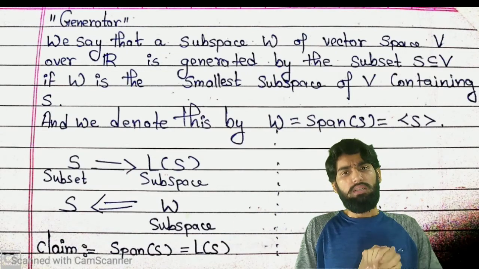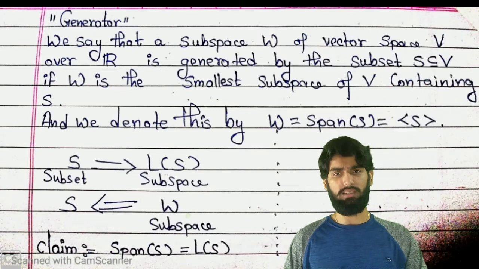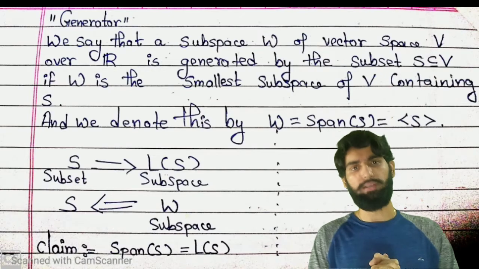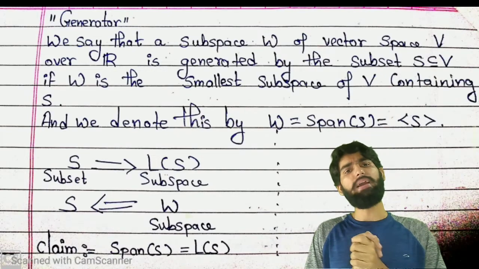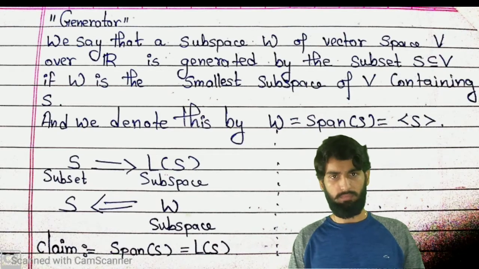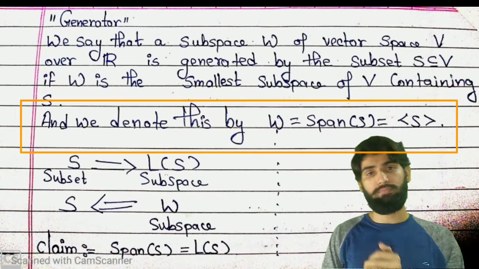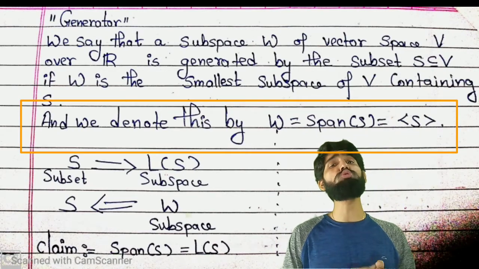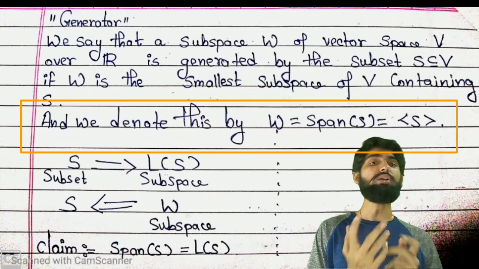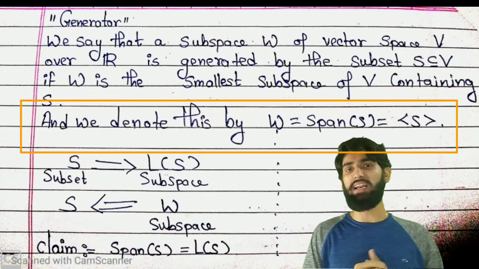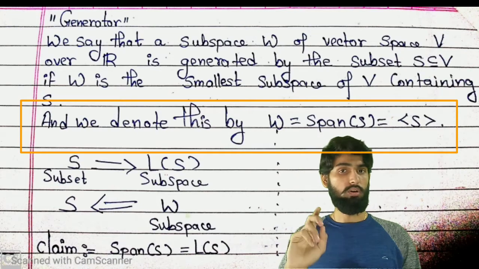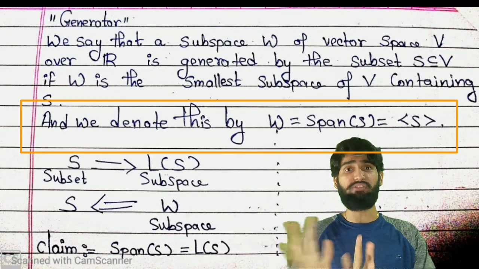For now, let us see how we write the term generators, meaning how we denote it. Suppose W is generated by S, then we denote it by this. That means we write W is the span of S, or we use the notation of generator like this. This notation can be used, and you can see it in different reference books.